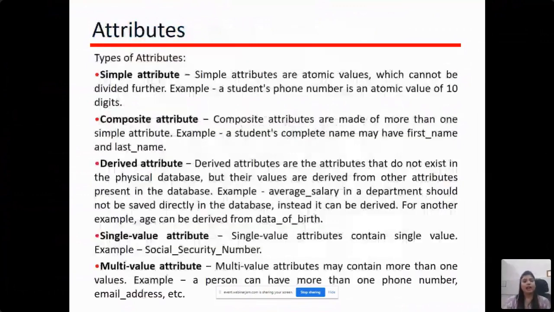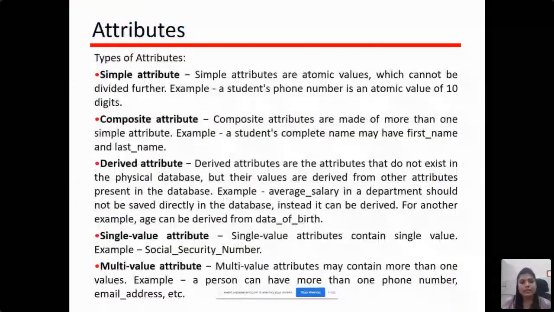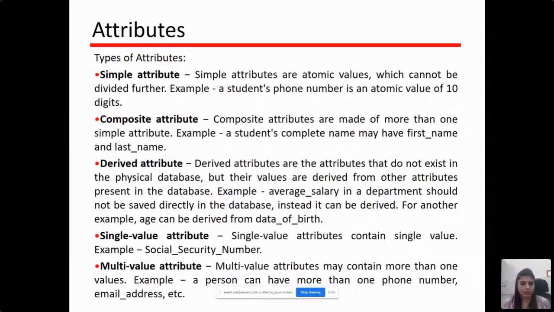Next, there are various types of attributes. First of all, the simple attribute. Let's say, for example, phone number. I cannot break your phone number. So the values which cannot be divided further are known as simple attributes. For example, Aadhaar number; we cannot divide the Aadhaar number.